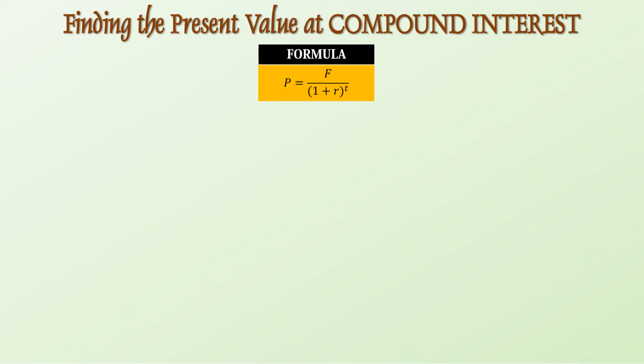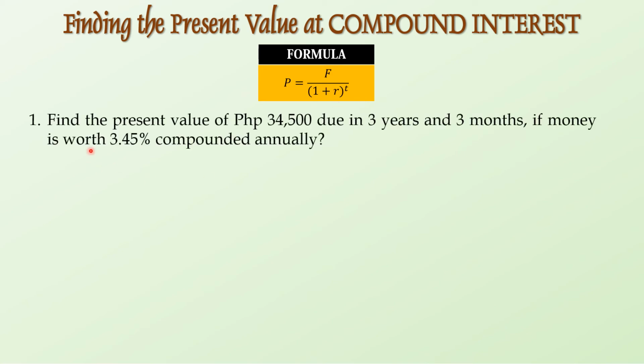Okay. Next in line is finding the present value at compound interest. So, in this case, we're gonna have to use the formula given here. So, P, the present value is equal to future value divided by quantity 1 plus rate raised to time. Okay, I have here a problem. Find the present value of 34,500 pesos due in 3 years and 3 months if money is worth 3.45% compounded annually.